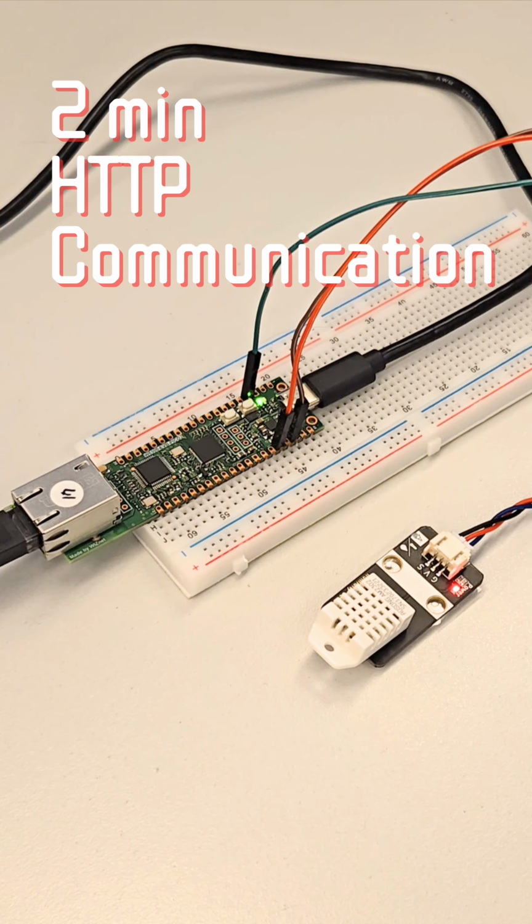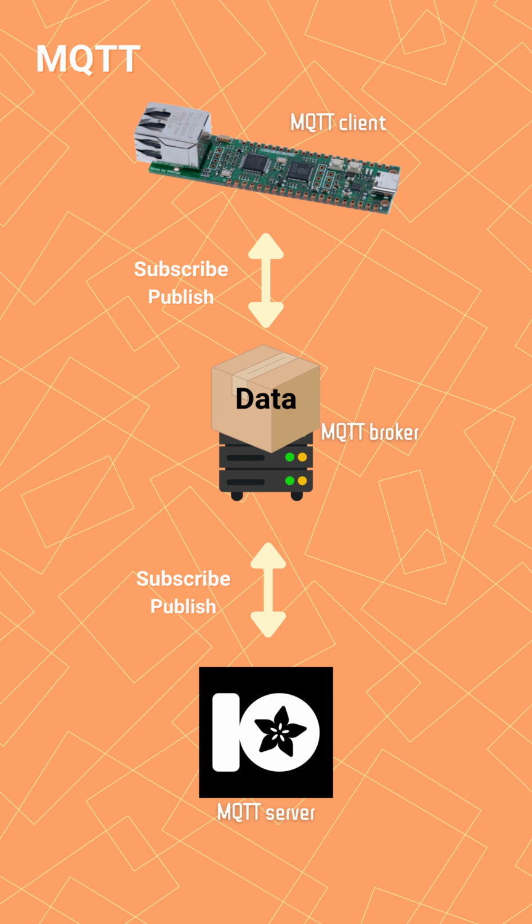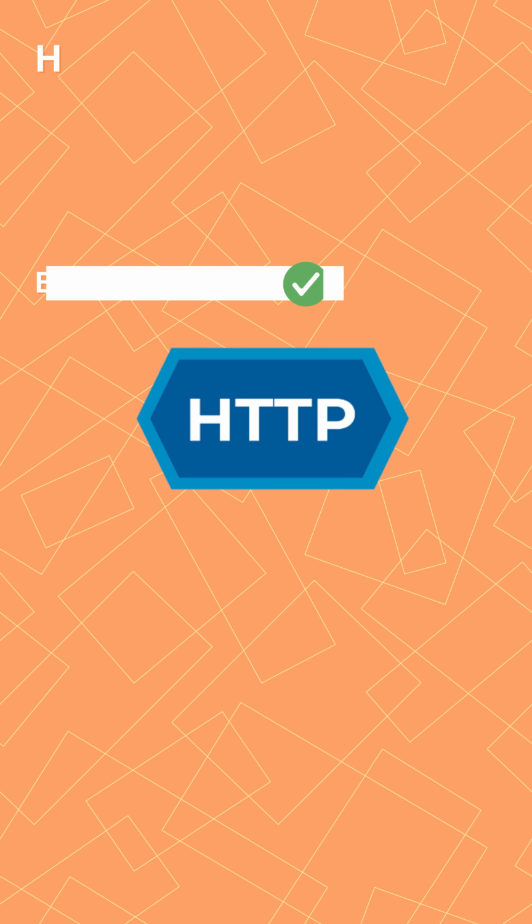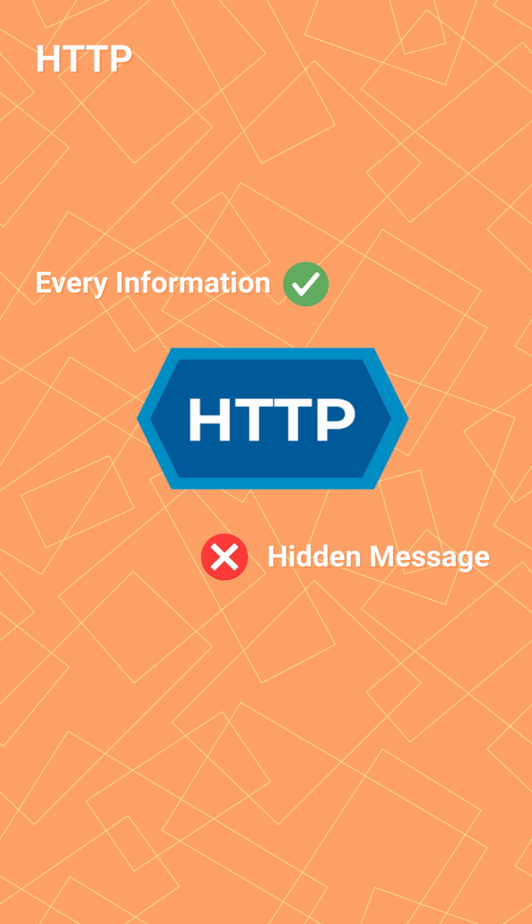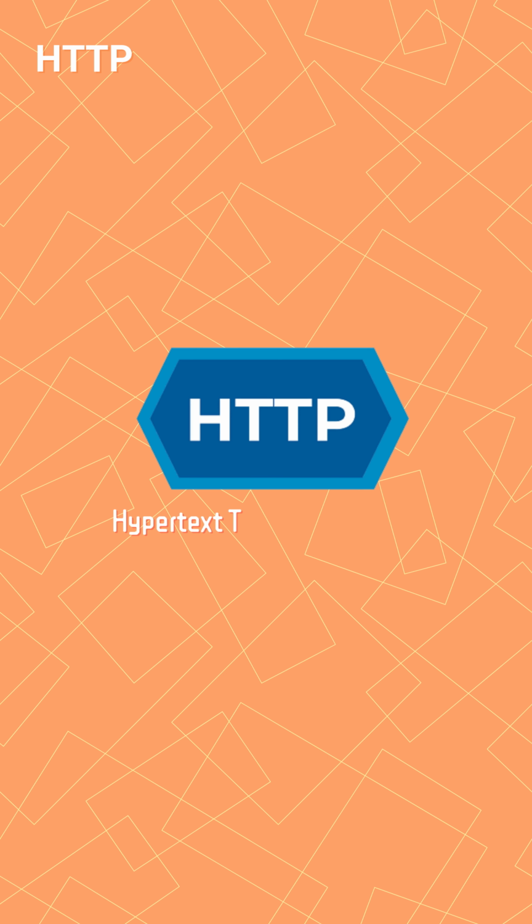Connect the Pico to the cloud with HTTP. Here's how it works. Unlike MQTT, where devices just publish and subscribe without showing packet details, HTTP lets you see everything. No hidden messages. HTTP stands for Hypertext Transfer Protocol. HTTP uses a simple request-response model.